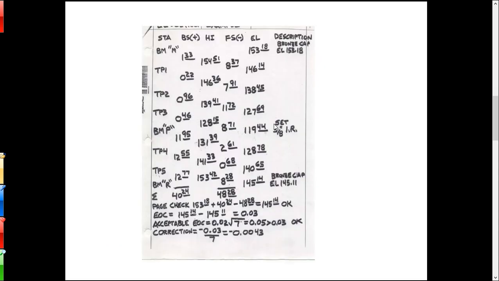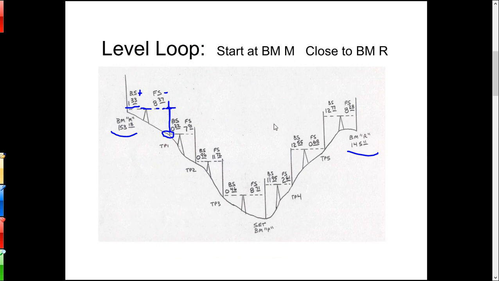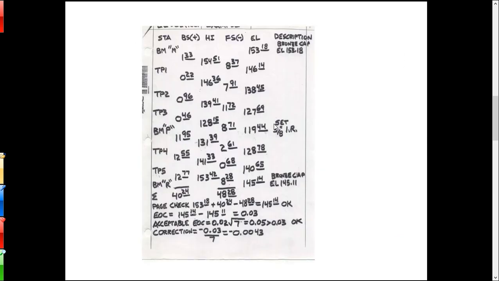So there's a set of notes that correspond to this level loop. What we do here is we put columns. Station is the point where you are. Back sight comes next. That's a plus sight. HI is the height of the instrument. Foresight is a minus sight, and then elevation. So we write down the elevation of benchmark M. That's written down right across from benchmark M. So the station goes here on the left, the elevation on the right.